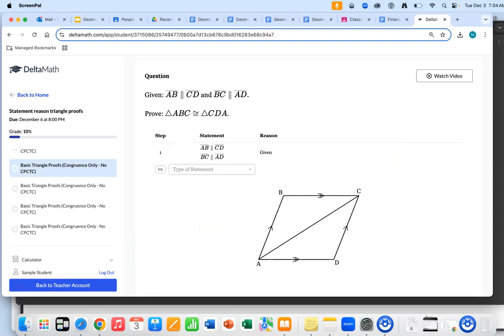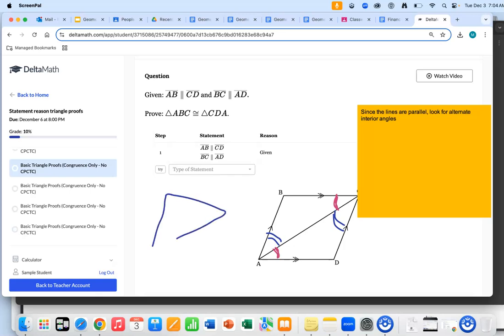So what you should look for in this question, and I'm going to write this, since the lines are parallel, look for alternate interior angles. So you should realize that these angles are alternate interior, and so are these angles. These two angles are alternate interior as well. In addition to that, you should now look at the triangles separately.